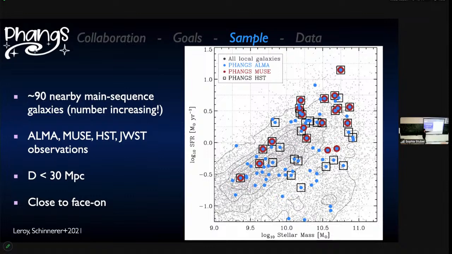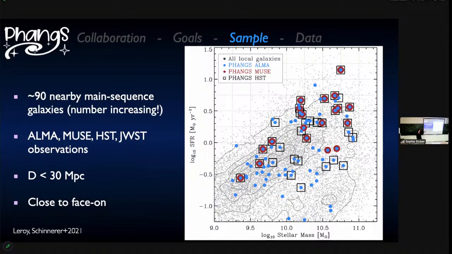And some of the galaxies are also observed with different instruments. About 19 are observed with MUSE, about 39 with HST, and we also have the first James Webb images. It should be in the end also about 19, I think, that will be observed with James Webb. I think not all of the observations are complete yet, and some of the data reduction is still ongoing, but there also will be a lot more data to use.